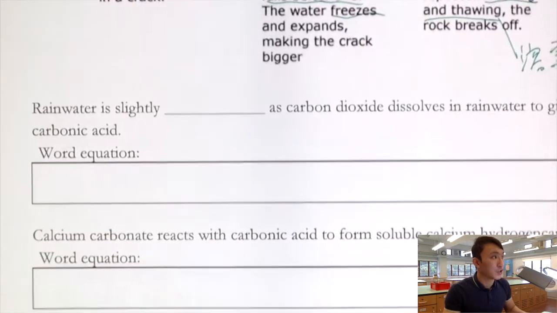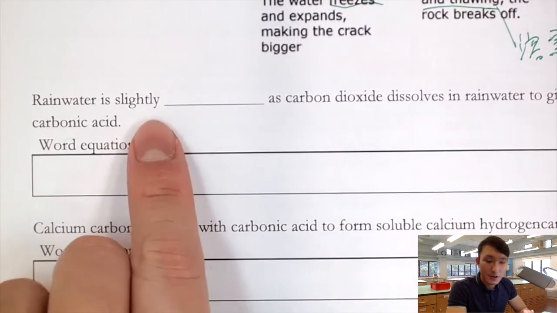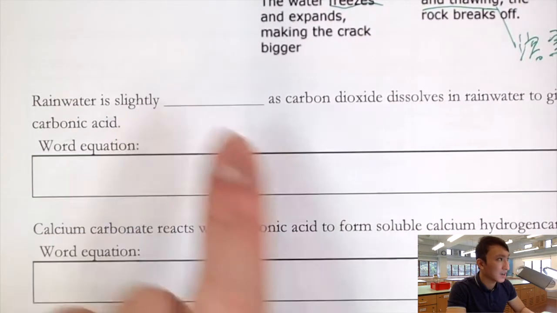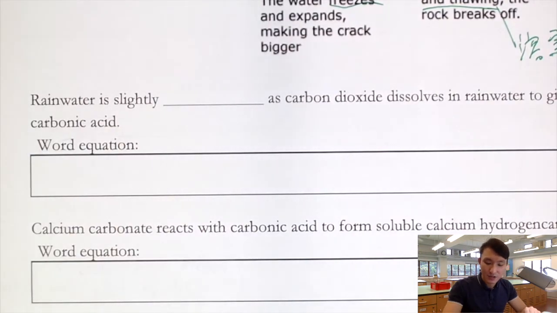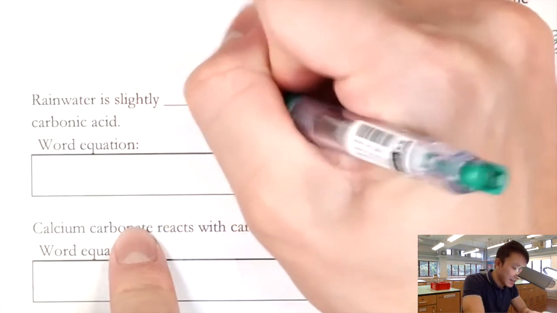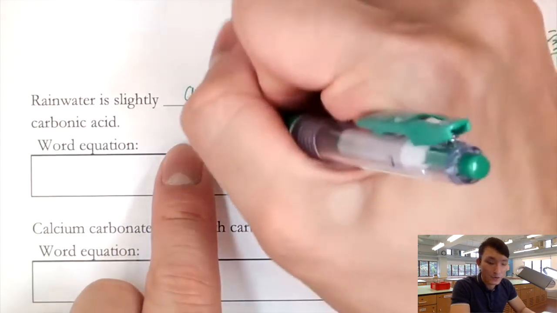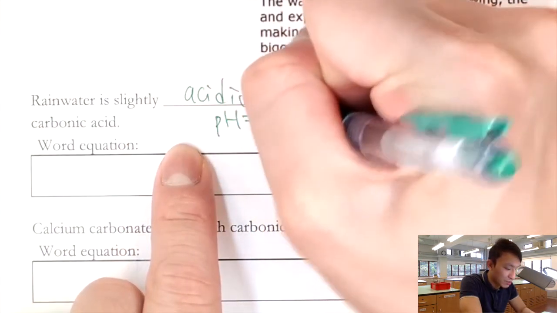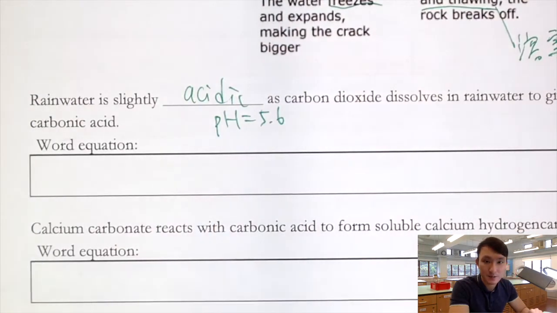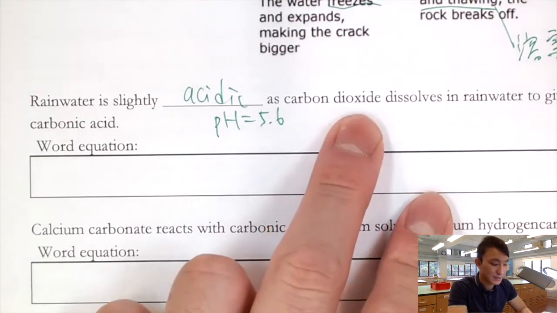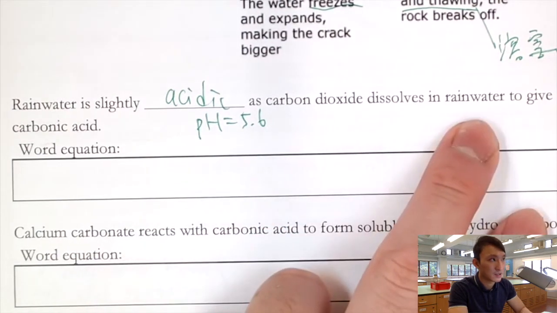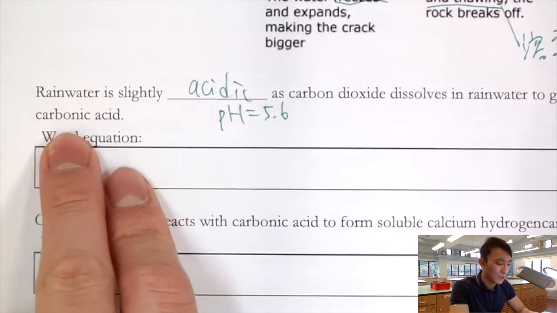Now, going back to the notes again. So here we say that rainwater is actually slightly acidic. I'm not sure if you know that. And if you talk about pH, the rainwater is around pH 5.6. Okay, it's slightly acidic. And the reason why it is slightly acidic is because carbon dioxide dissolves in rainwater to give carbonic acid.